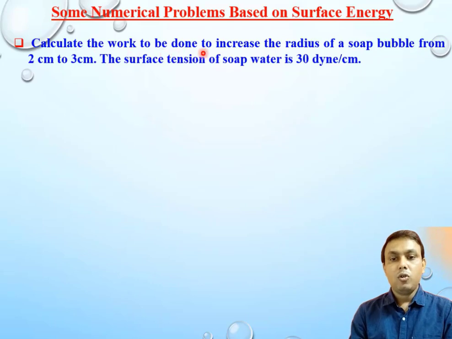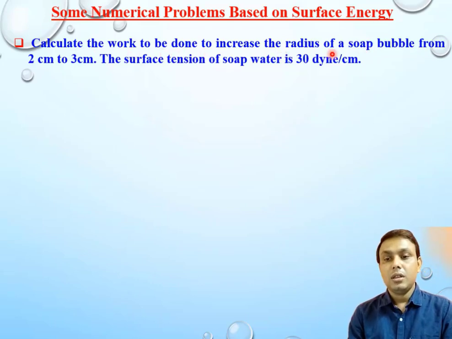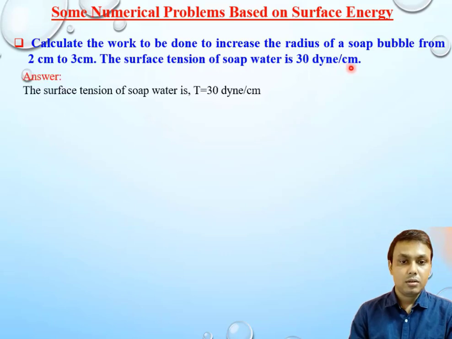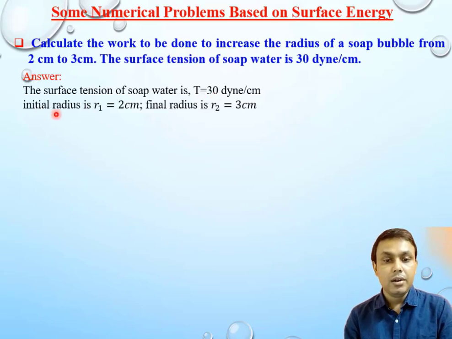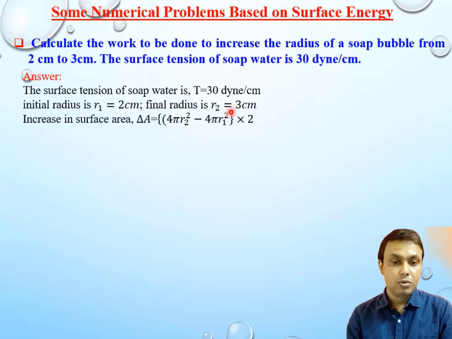Calculate the work to be done to increase the radius of a soap bubble from 2 cm to 3 cm. The surface tension of the soap bubble is given, it is 39 per centimeter. What will be the answer? Now, the initial radius is R1 equal to 2 cm, and the final radius is R2 equal to 3 cm.